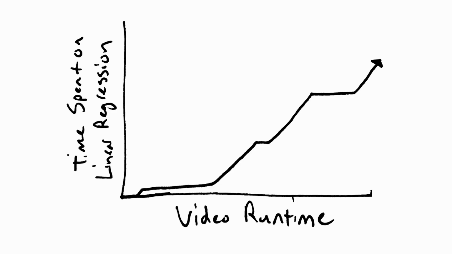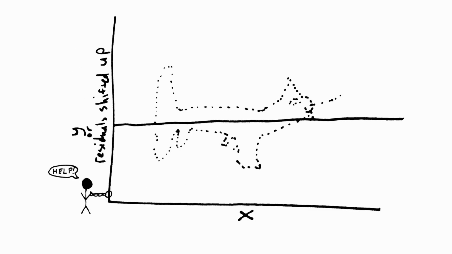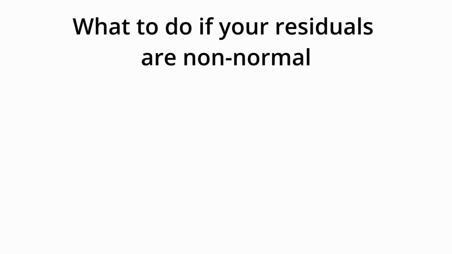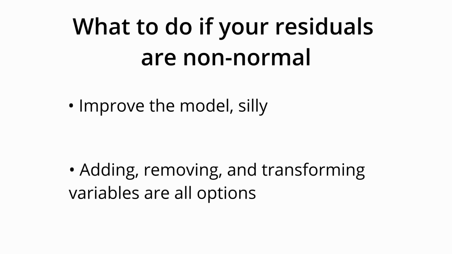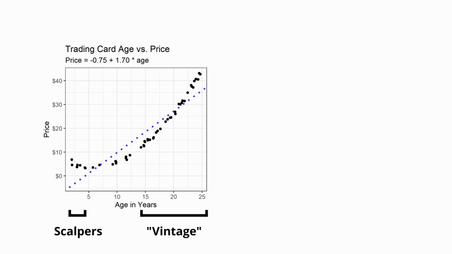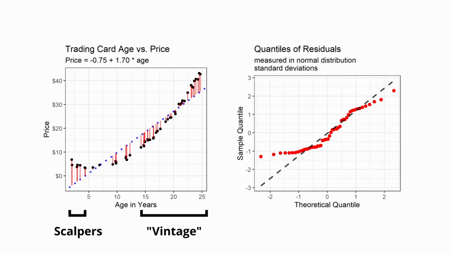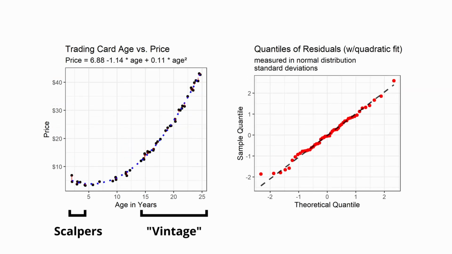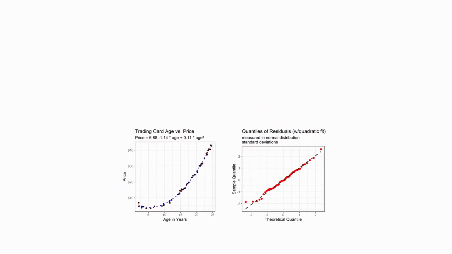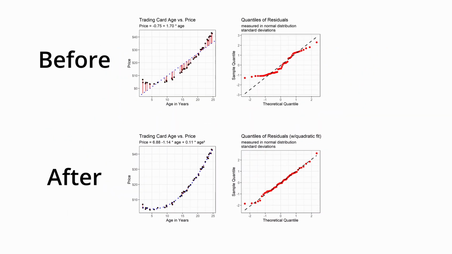Back to linear regression. If you are stuck with obviously non-normal residuals in your model, the best approach is often just improve the model itself with adding or removing independent variables and possibly transforming them. You might see this if you plot a variable versus residuals and see some sort of pattern, like with this toy example here, where there's an obvious curve that looks like it could be quadratic, and we could try adding the square of that variable into the model, which, as you can see, solves the problem.